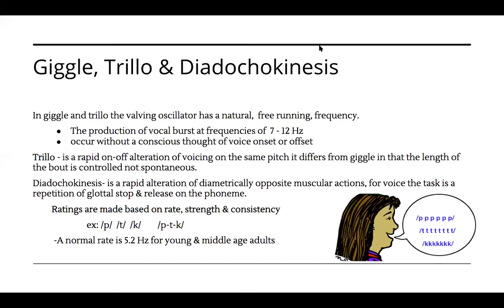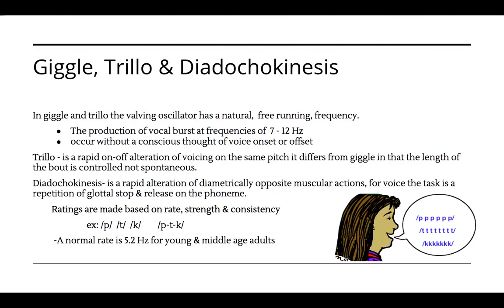Giggle, trillo, and diadochokinesis. In giggle and trillo, the valving oscillator has a natural free-running frequency. The production of vocal bursts at frequencies of 7 to 12 hertz occurs without a conscious thought of voice onset or offset. Trillo is a rapid on-off alteration of voicing on the same pitch. It differs from giggle in the length of the bout and in that it is controlled, not spontaneous.